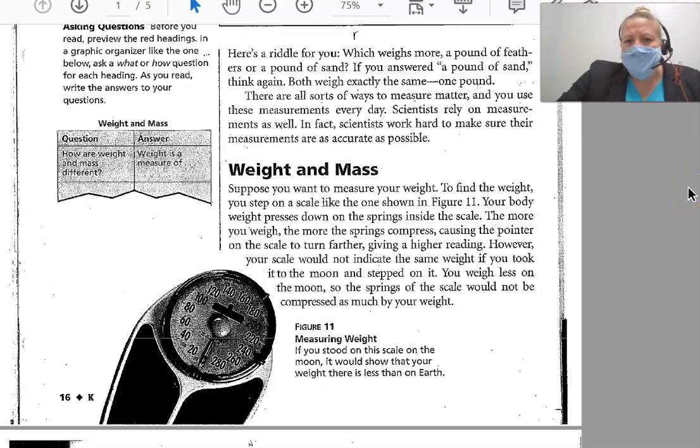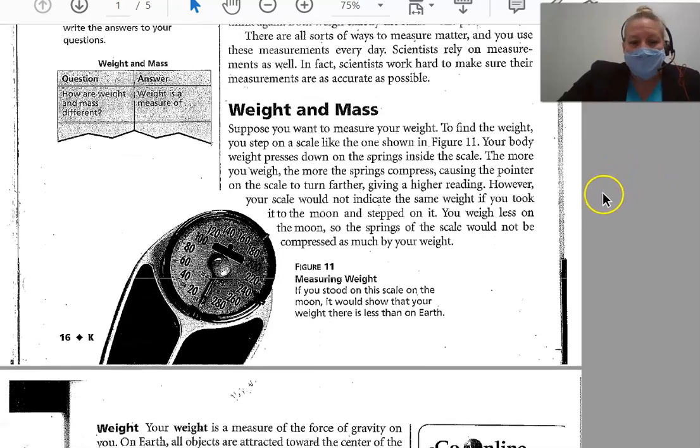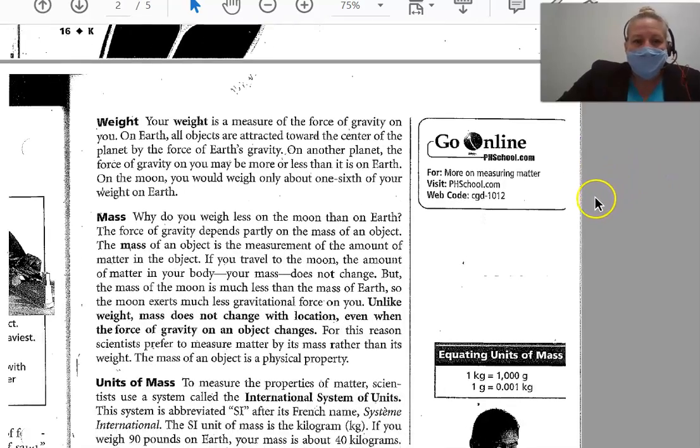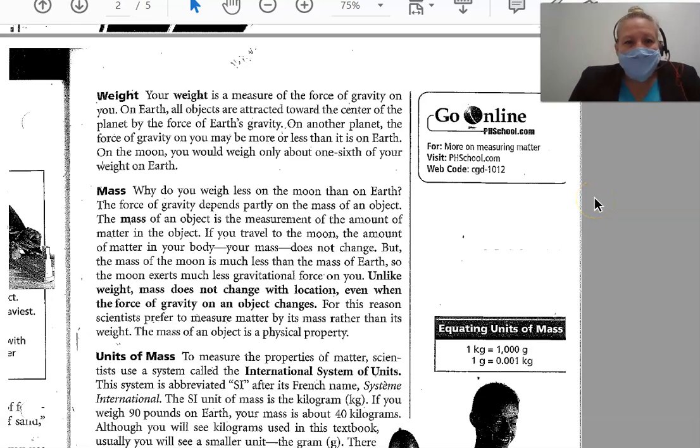Suppose you want to measure your weight. To find the weight, you step on a scale like the one shown in figure 11. Your body weight presses down on the springs inside the scale. The more you weigh, the more the springs compress, causing the pointer on the scale to turn farther, giving a higher reading. However, your scale would not indicate the same weight if you took it to the moon and stepped on it. You weigh less on the moon, so the spring on the scale would not compress as much by your weight.